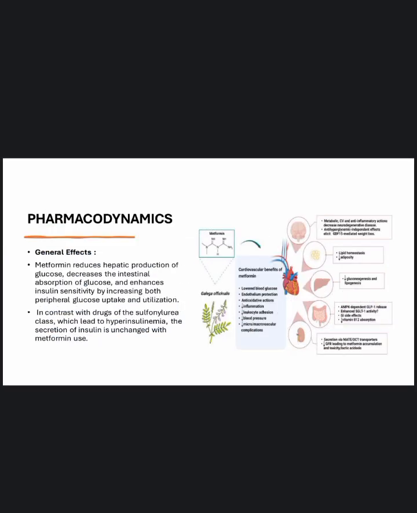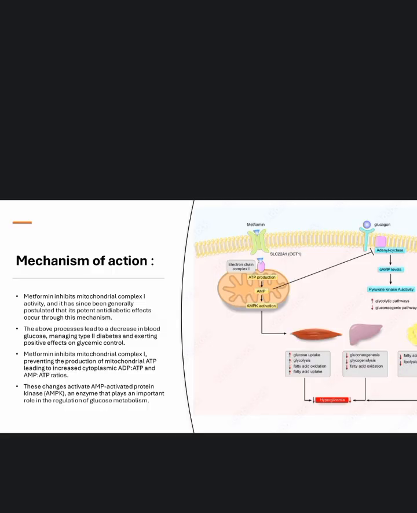Starting the pharmacodynamics of metformin, now let's have a look at the general effects of metformin. Metformin reduces hepatic production of glucose, decreases the intestinal absorption of glucose, and enhances insulin sensitivity by increasing both peripheral glucose uptake and utilization. Now let's discuss the mechanism of action of metformin. Metformin lowers the blood glucose level in different ways.